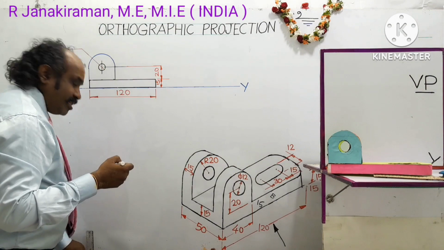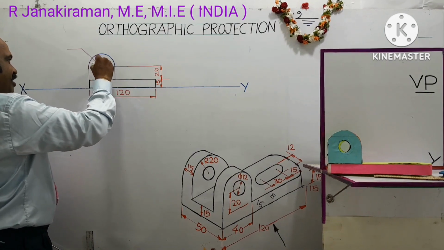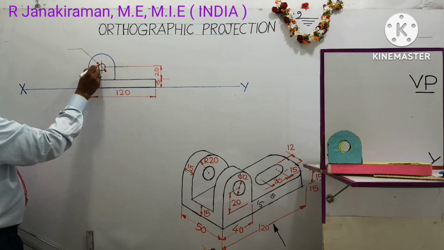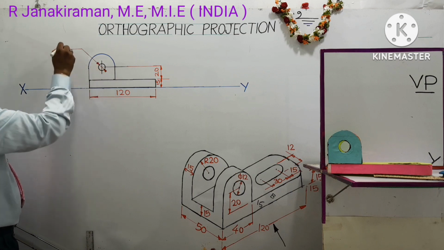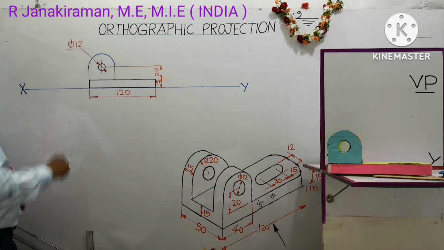Now I mark the diameter of the circle. Put narrow arrowheads inside the circle or outside the circle like this, and shade them. From this point to this point is the diameter. The diameter notation is phi. Phi 12 is written. Understand?